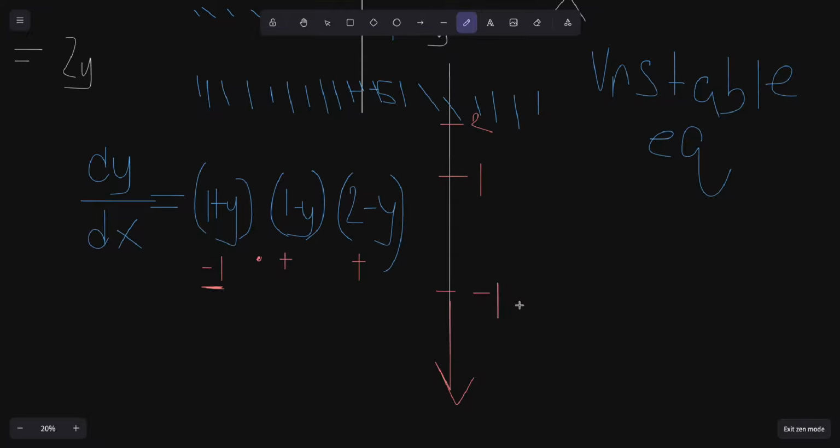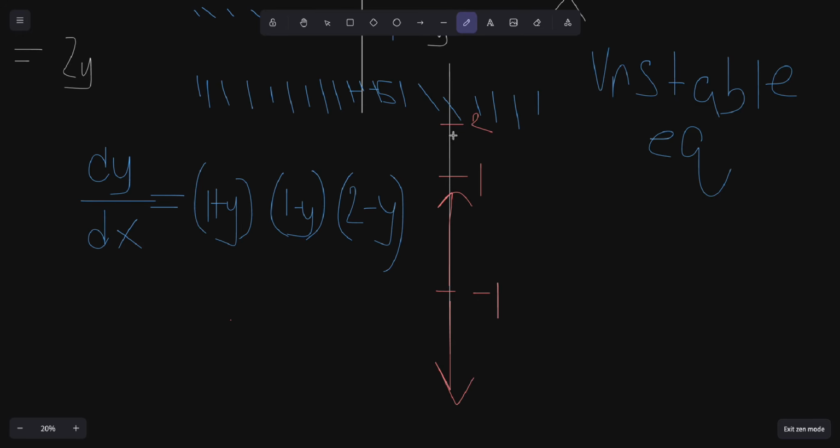And notice how, once again, we only have to represent everything with one axis because an autonomous differential equation only depends on the y. Let's plug in a value between 1 and -1. Let's say 0, to make our lives simpler. So I get 1 times 2. Oh, it's positive. So from this region, from -1 to 1, our slopes are going to be positive.